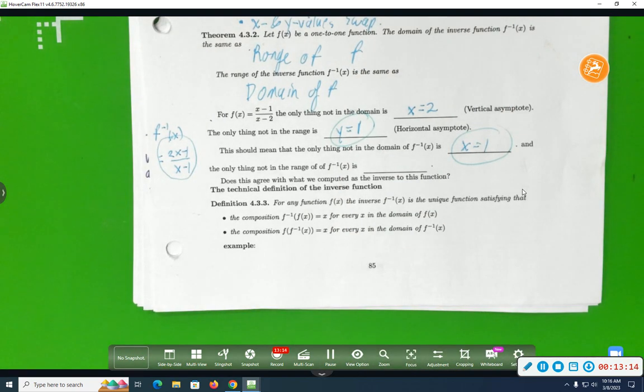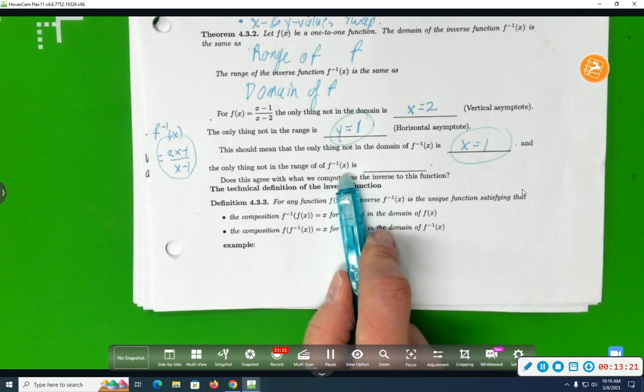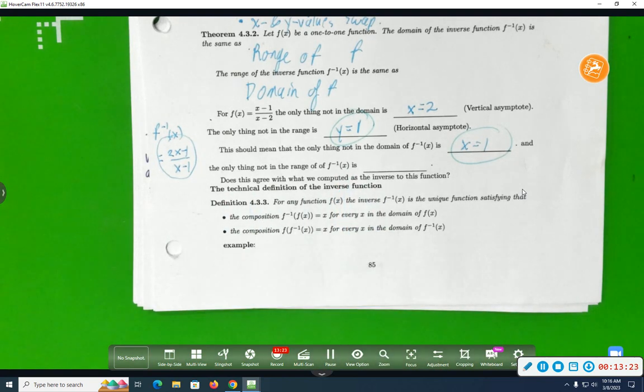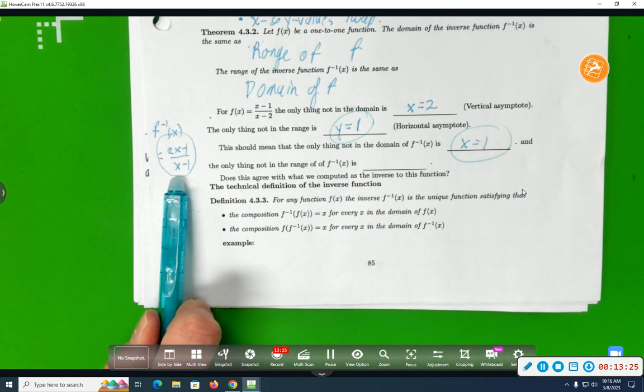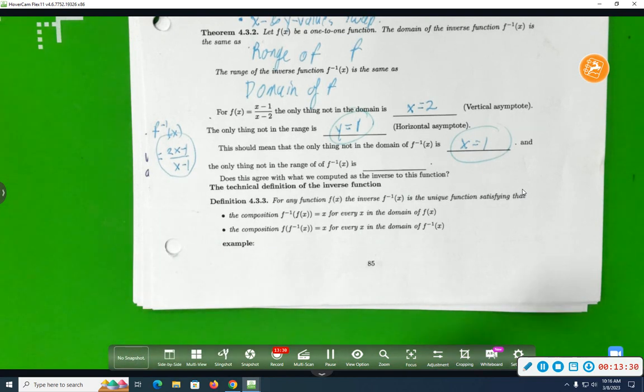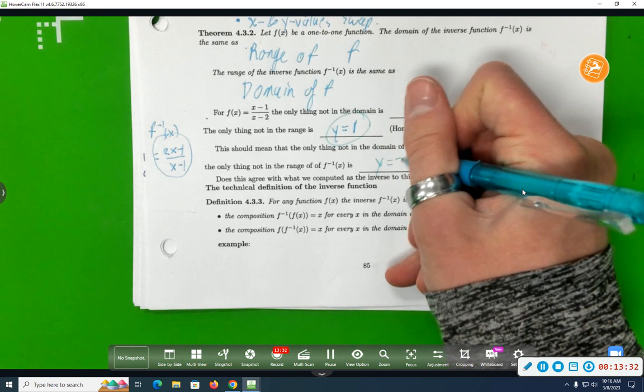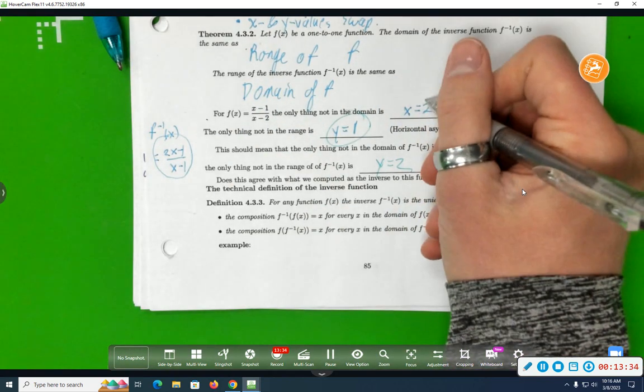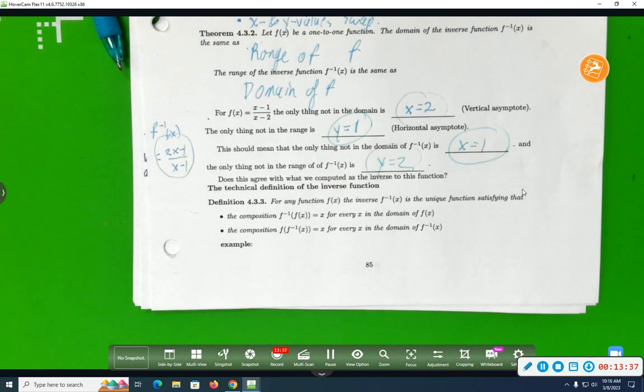The hole in the range of the original function is the same as the hole in the domain of the inverse function. The only thing not in the range, again, will be the horizontal asymptote. Where does this function have a horizontal asymptote? Yeah, y equals 2. And again, we see those two things line up correctly. So that should help reinforce that this computation of the inverse function is actually correct.